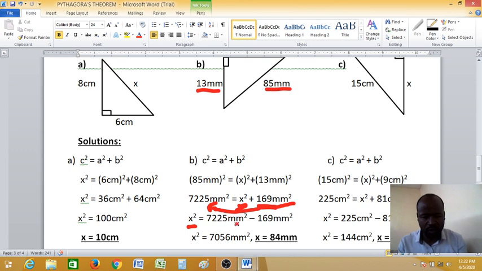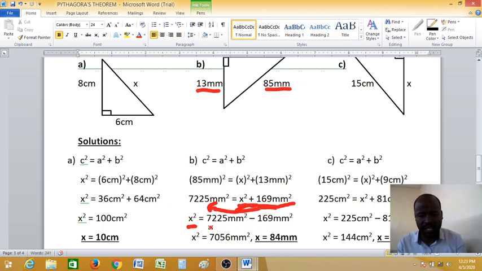7,225 squared millimeter minus, because here we have plus. Okay, when we move this to the other side of the equality sign, signs will be changed. If the sign is plus, it will be changed into minus. If the sign is minus, it will be changed into plus. So here we have the plus sign, so it will be changed into minus.